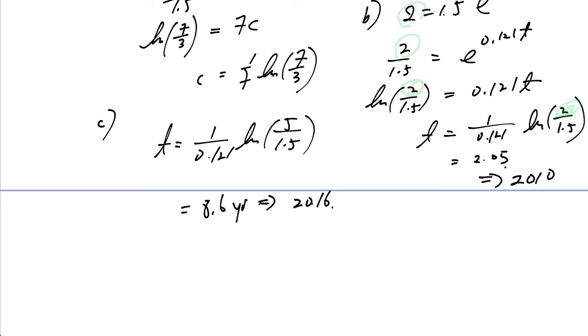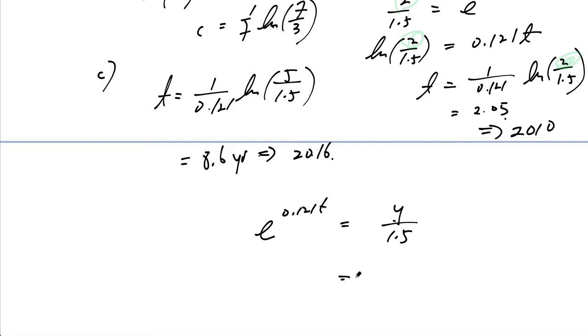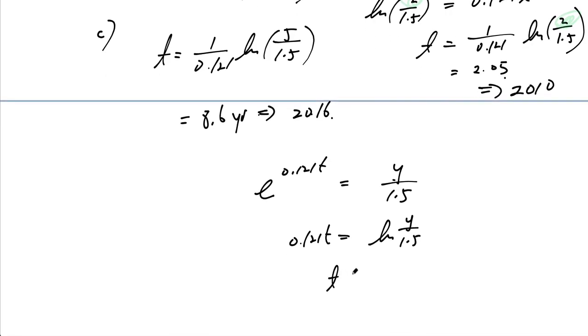Okay, and the final thing is they're asking you to isolate t. So if you divide both sides by 1.5, same procedure. So e to the power of 0.121 t is equal to y over 1.5, ln both sides. So t will be 1 over 0.121 ln of y over 1.5.